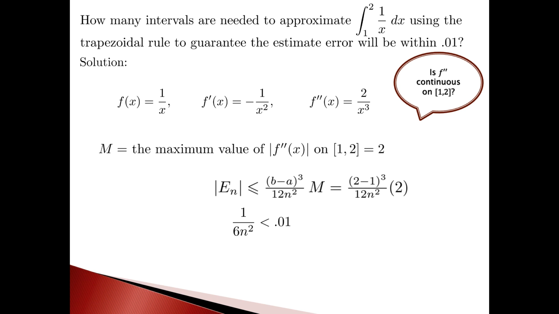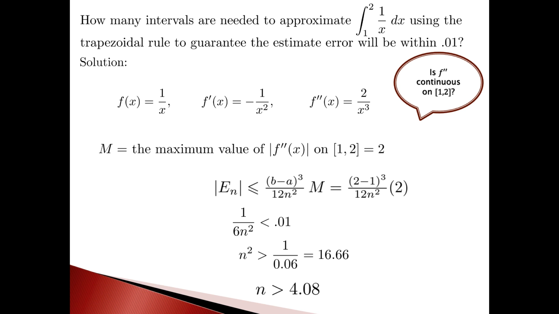And I need that to be less than 0.01. That way my error will be less than 0.01. And then I just solve that inequality. I take the n squared to the other side, multiply by the 6. That says n squared has to be bigger than 1 over 0.06. And that's about 16 or so. Take the square root, and that says n has to be a little bigger than 4.08.